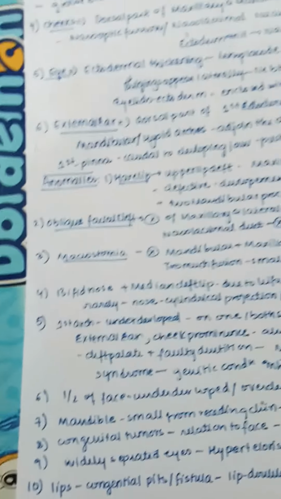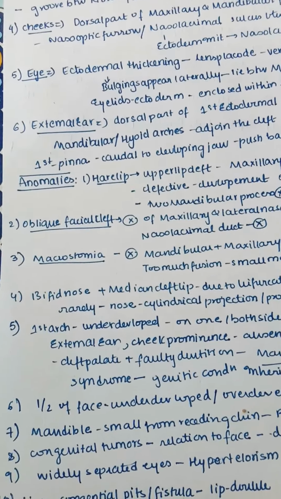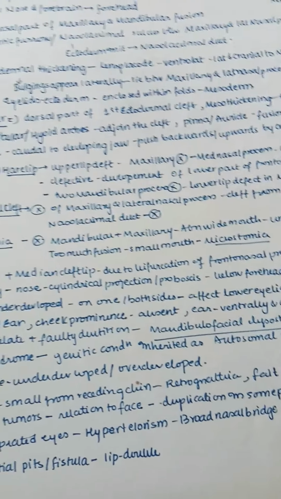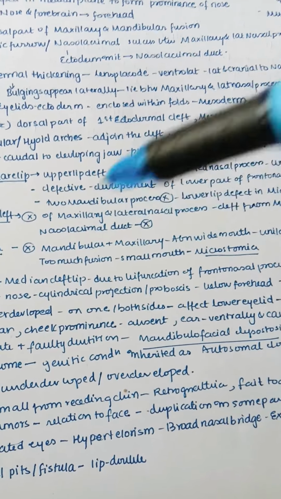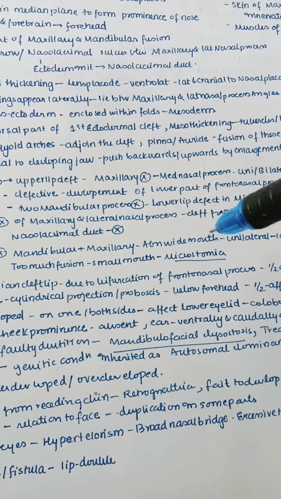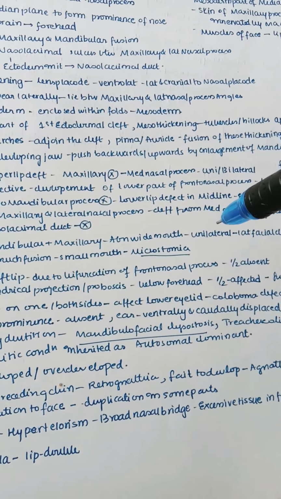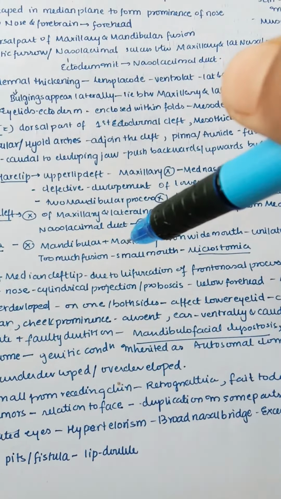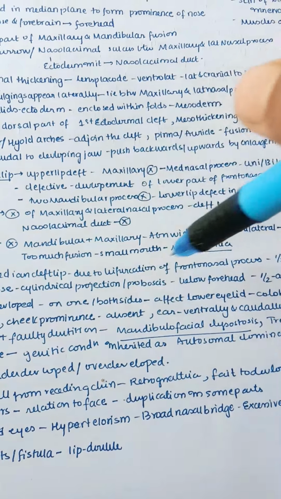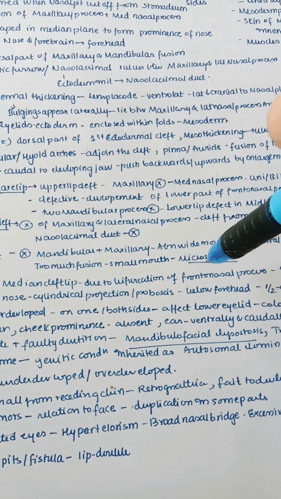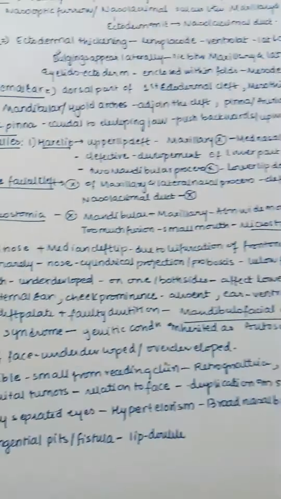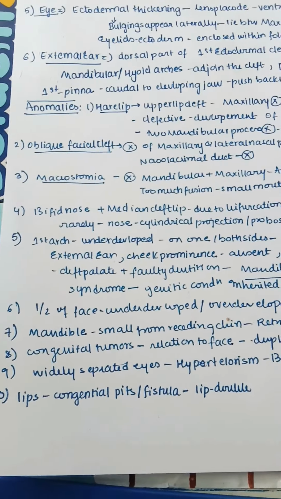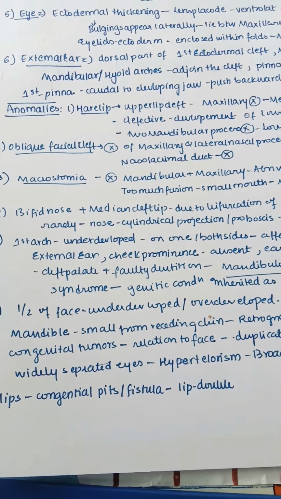Next let us move on to macrostomia. In the name itself we can understand that it is a bigger mouth. Why is it formed? Because there is no fusion of the mandibular and maxillary process, and it is causing an abnormally wide mouth, which is also unilateral, and a lateral facial cleft is formed. So it is too much fusion. If too much fusion takes place, then there is a small mouth, and as the name says, it is known as microstomia.